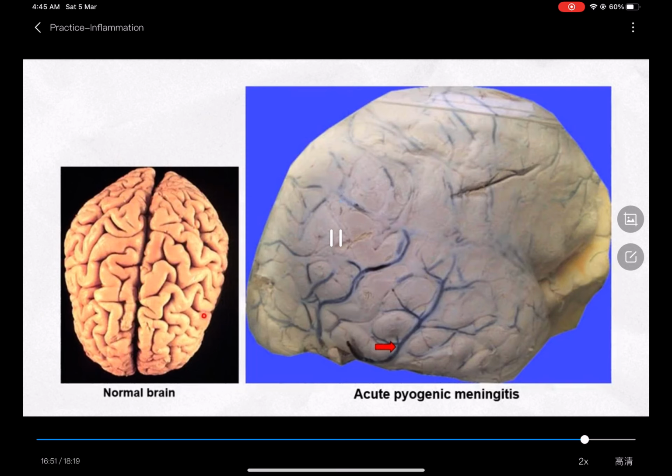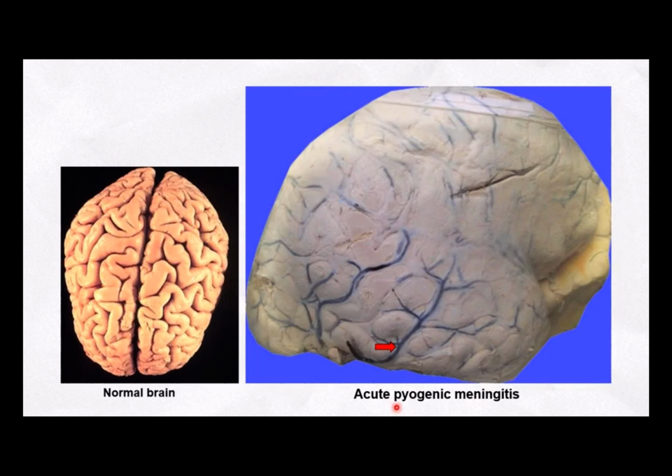This specimen is a normal brain, and this one is acute pyogenic meningitis. The meningeal vessels are highly dilated and hyperemic. A thick layer of purulent exudate covers the meningeal surface. The gray-yellow purulent exudate fills the subarachnoid space and covers the sulci and gyri, so that their structures are unclear.